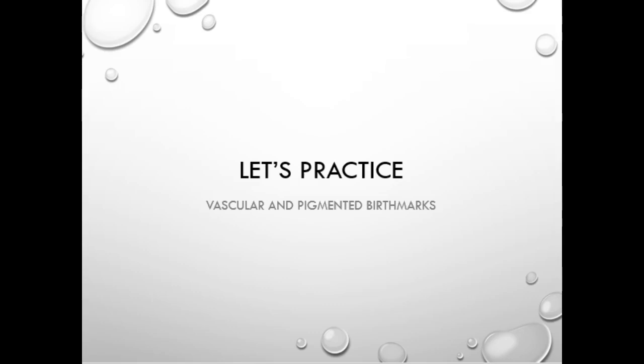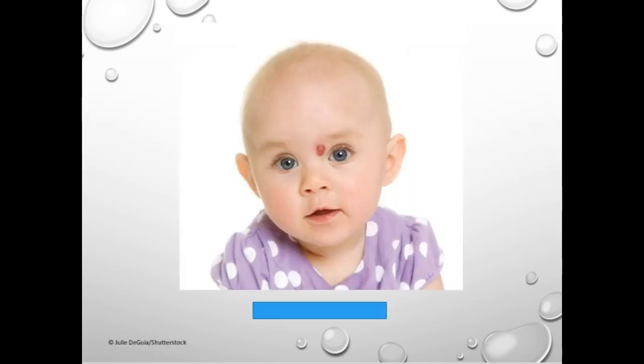Okay, so now we're going to practice these vascular and pigmented birthmarks. I'm going to pull up a picture and want you to take your best guess. You could pause it if you need to. Otherwise, I'm just going to reveal the answer if you think you know what it is. Hemangioma. That was probably a pretty easy one, and this is probably something you deal with quite regularly, and we know those are benign.